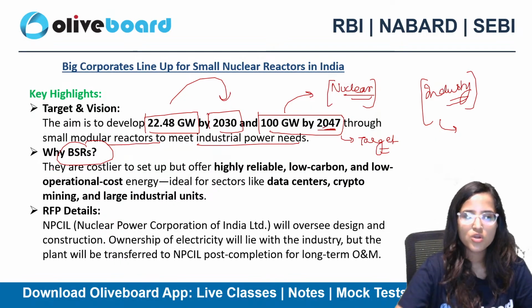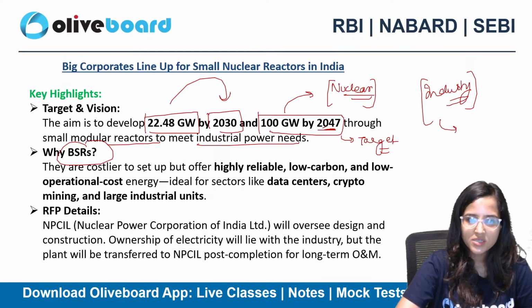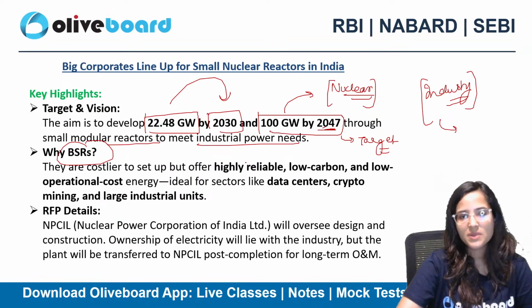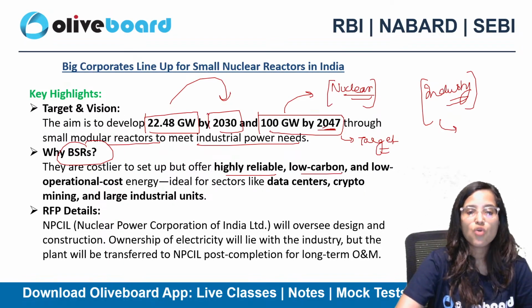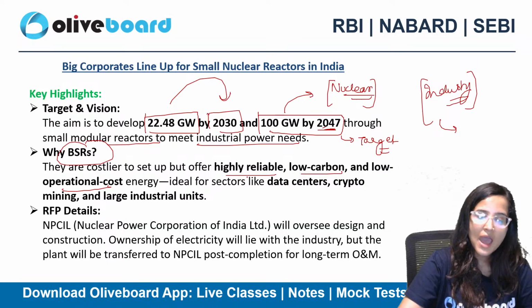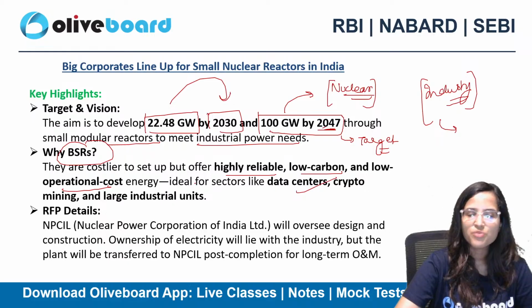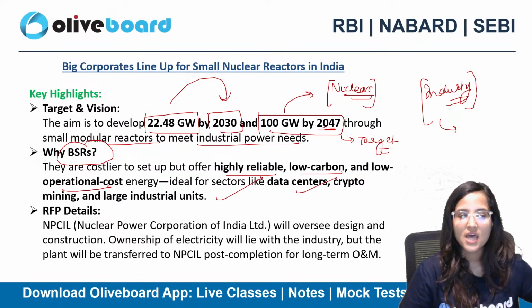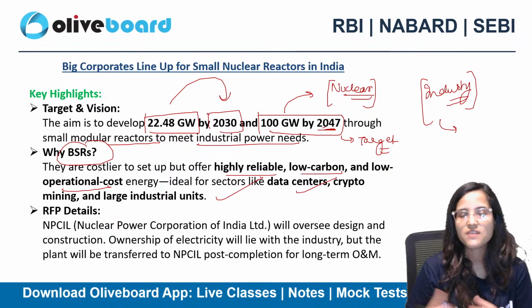Why are we talking about small reactors here? Bharat small reactors, though they are costlier to set up, are highly reliable. They have low carbon, low operational cost. ठीक है, and they are very ideal for sectors like data centers, crypto mining, large industrial units जहाँ पे बहुत ज़्यादा energy use होगी, वहाँ के लिए this is very favorable.